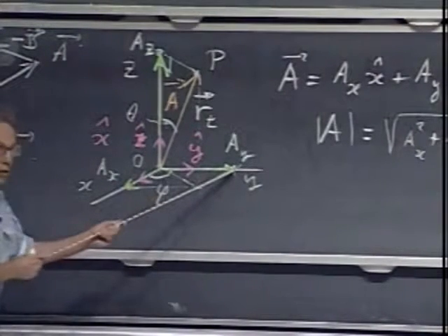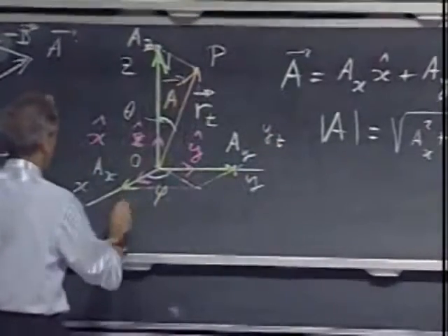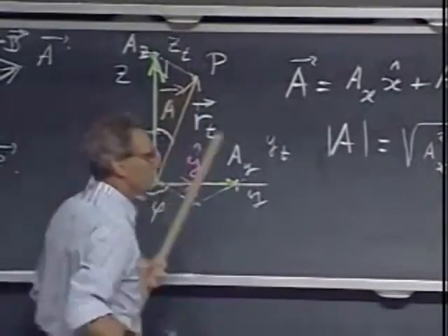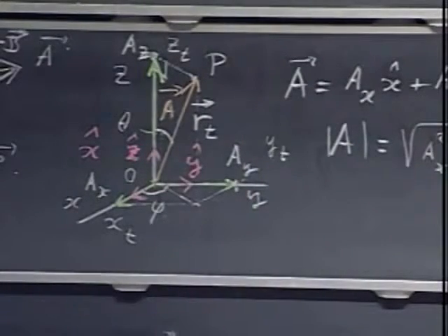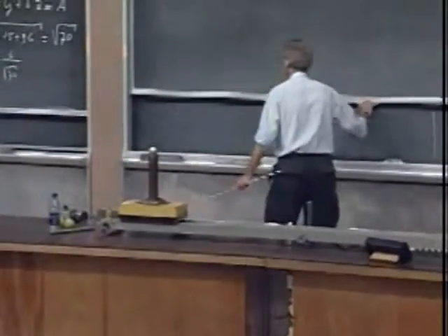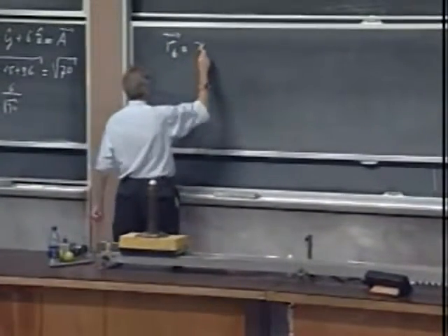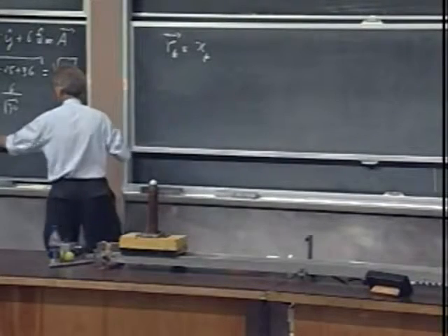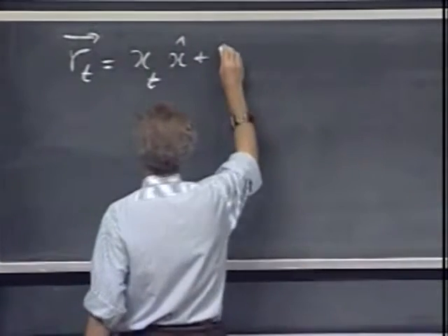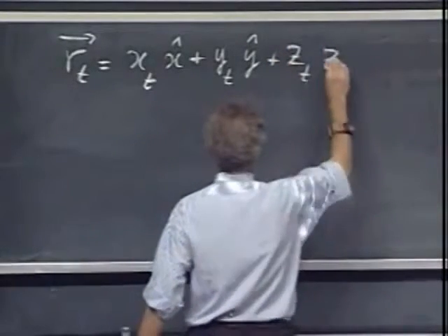I call this location Y of T. It's changing with time. I call this X of T. It's going to change with time. And I call this point Z of T, which is going to change with time, because point P is going to move. And so I'm going to write down the vector R in its most general form that I can do. R, which changes with time, is now X of T, which is the same as A of X there before, times X roof, plus Y of T, Y roof, plus Z of T, Z roof.